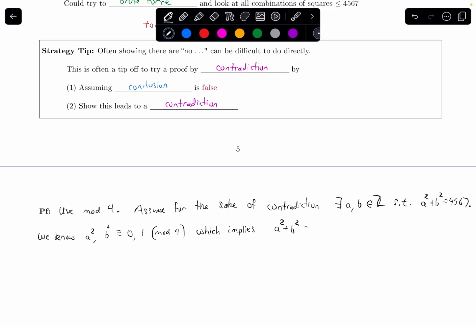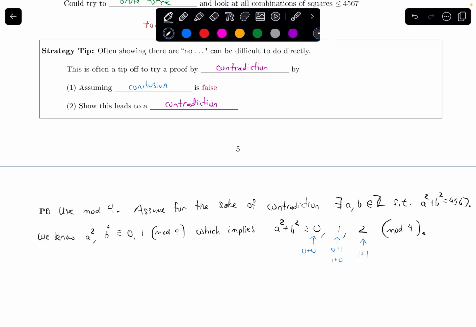So when I add those, it could be 0, if I get 0 plus 0, or it could be 1, or it could be 2. I'd get 0 if I had 0 plus 0. I'd get 1 if I had 0 plus 1, or 1 plus 0. And I'd get 2 if I had 1 plus 1, if both of these were congruent to 1. So a squared plus b squared is congruent to either 0, 1, or 2 in mod 4.